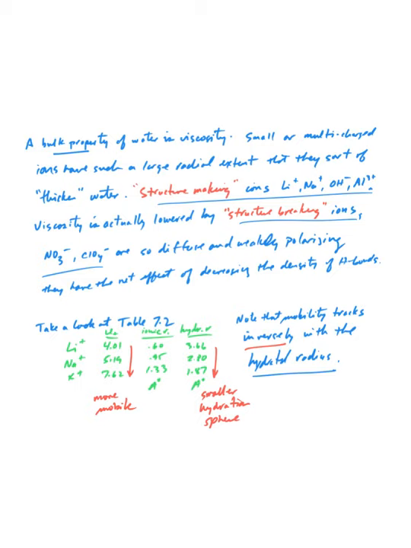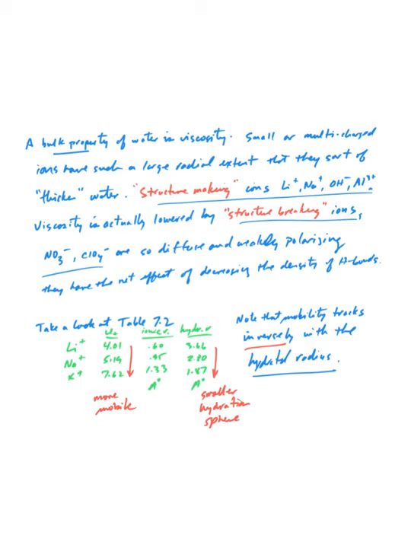They're called structure-making ions. So lithium, sodium, hydroxide, aluminum, these are either really small ions or ions with large charges. They sort of thicken water in a way because they're creating this large sort of posse of water molecules around them, and that makes the water more viscous. The viscosity of plain water can actually be lowered by so-called structure breaking ions.